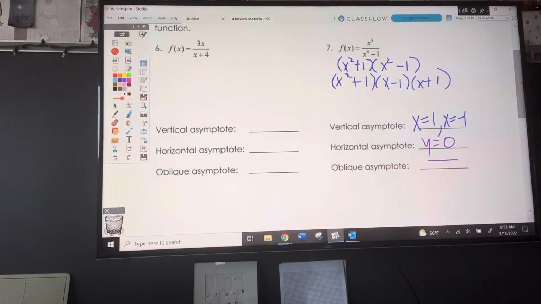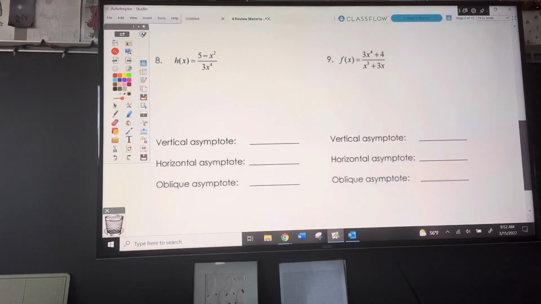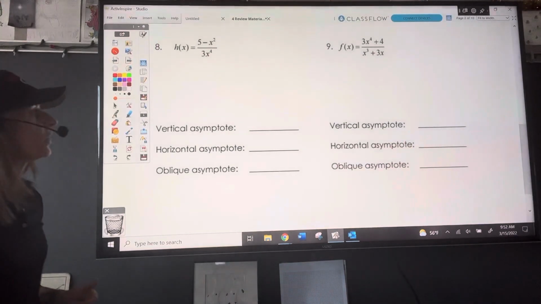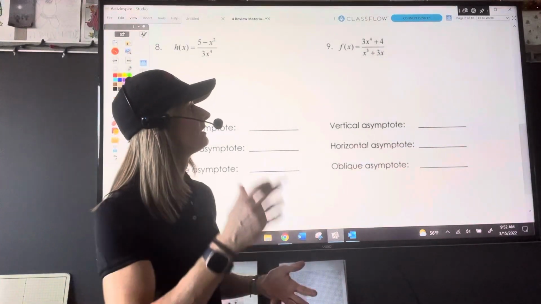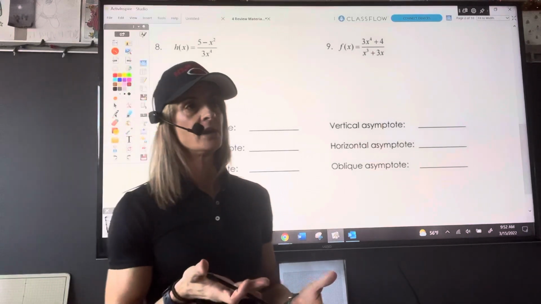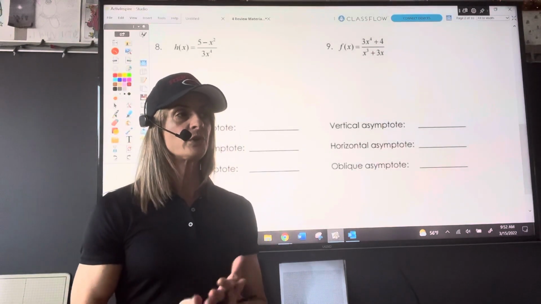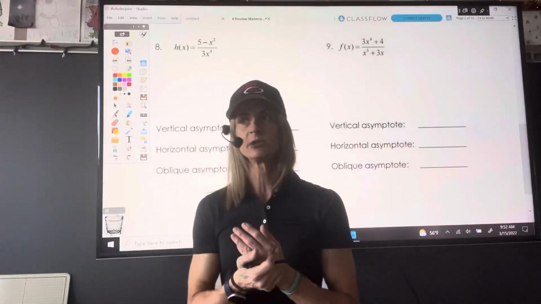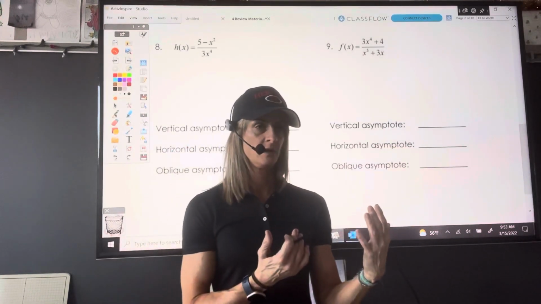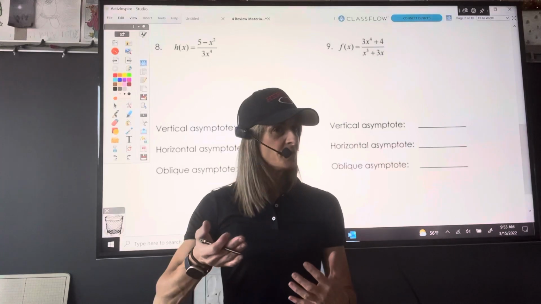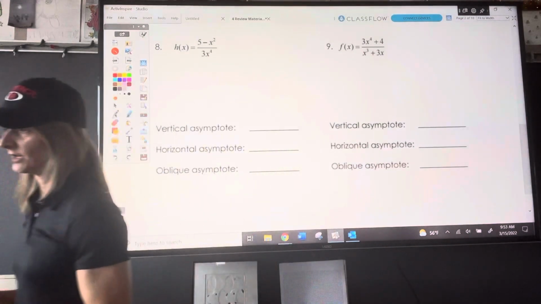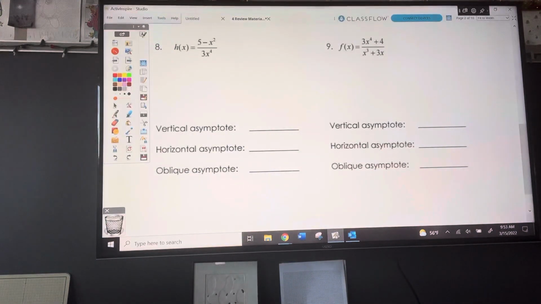So let's do the tricky one, number 9. First, we start with factoring, because we need to see if there's a hole. If there's a hole and that factor cancels, then there's no vertical asymptote there. Even though if you factor, let's say you factor in the denominator x plus 1, x minus 3, but x plus 1 cancels with the factor in the numerator, then there's no vertical asymptote there, which I think we're doing a problem like that next class.